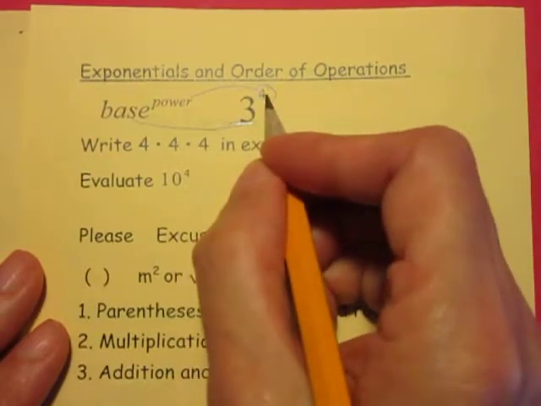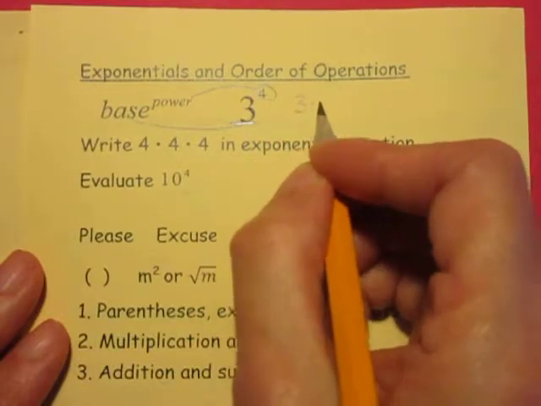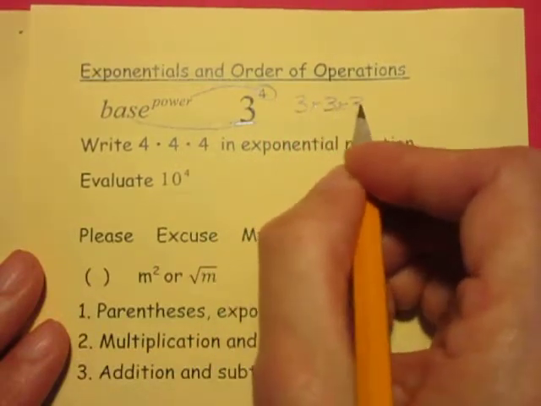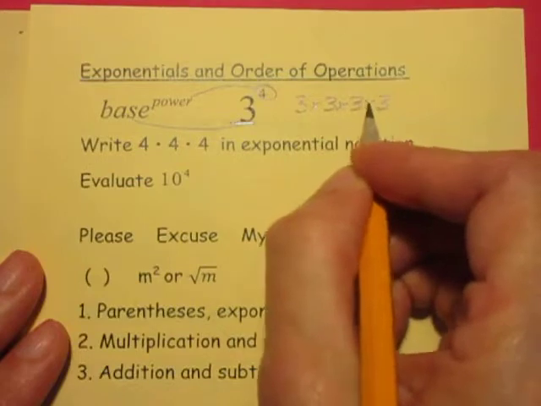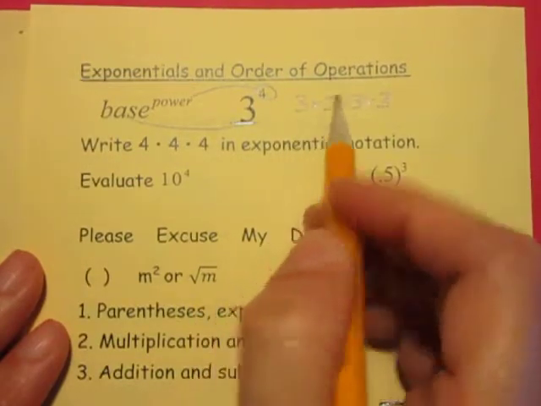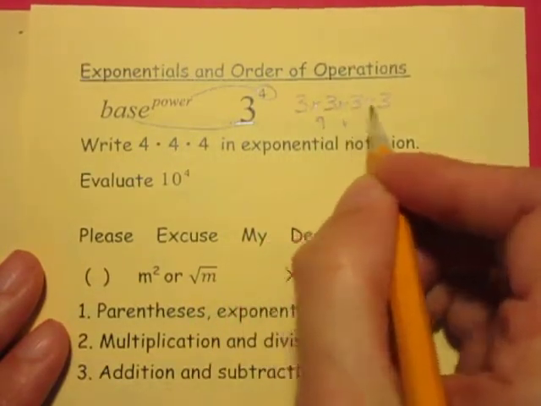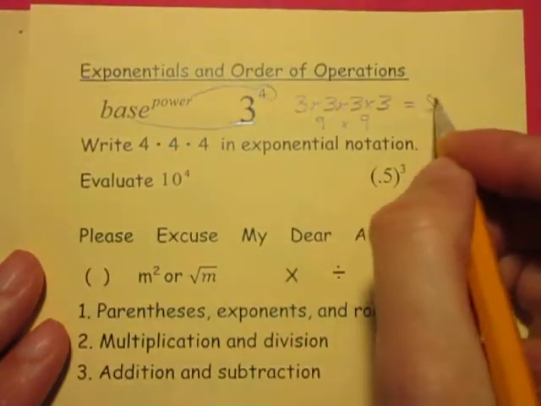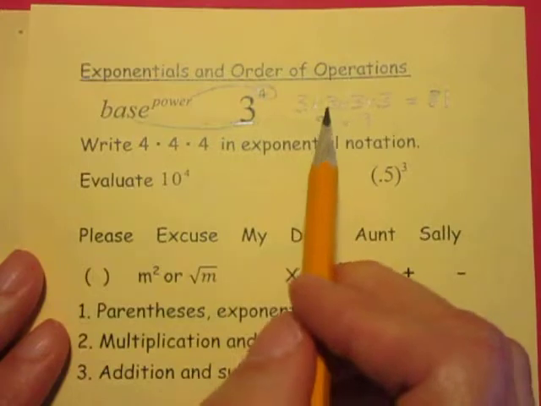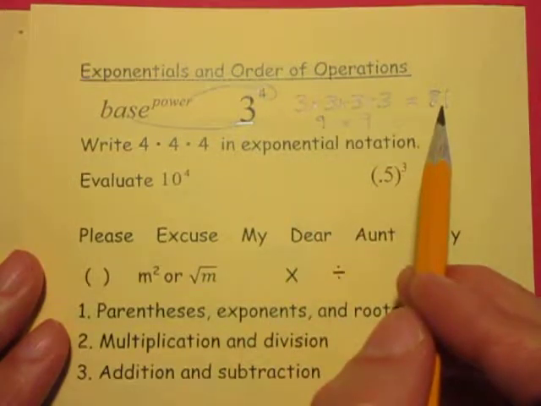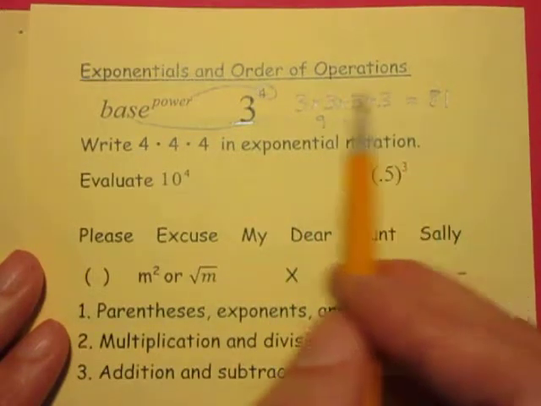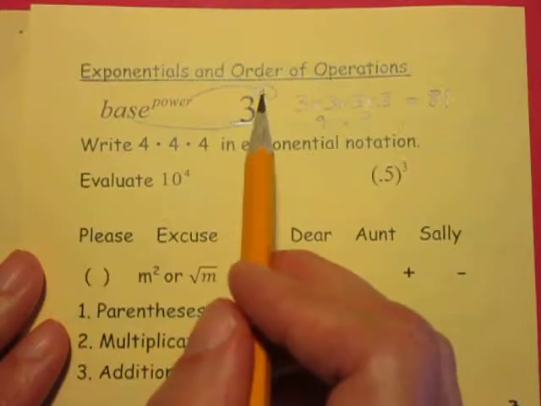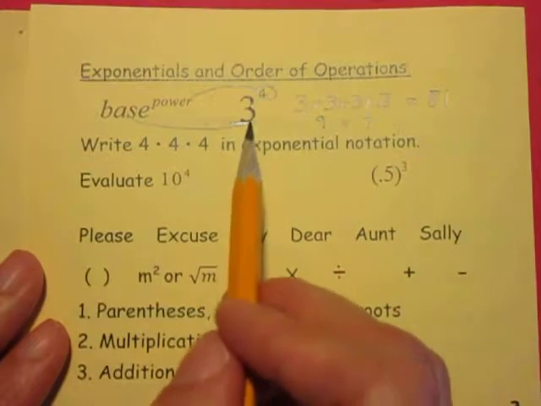So 3 to the 4th power means 3 times 3 times 3 times 3. And so when we go to multiply that, 3 times 3 is 9, times 3 times 3 is 9, so 9 times 9 is equal to 81. So we can see that 3 to the 4th power is pretty darn large, 81, versus 3 times 4, which is only 12.